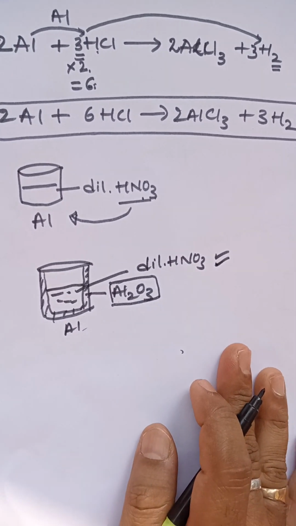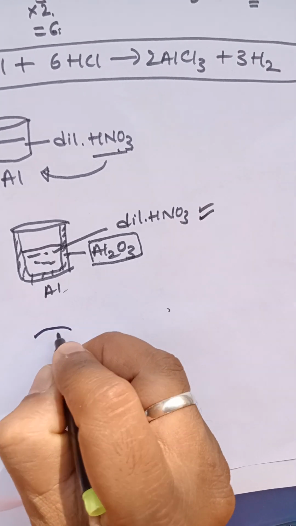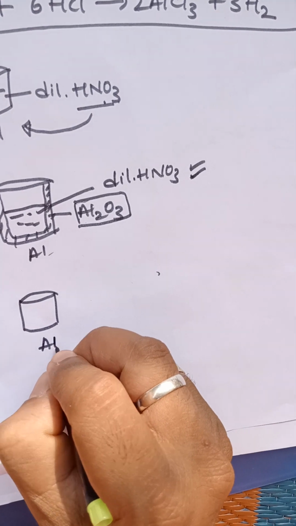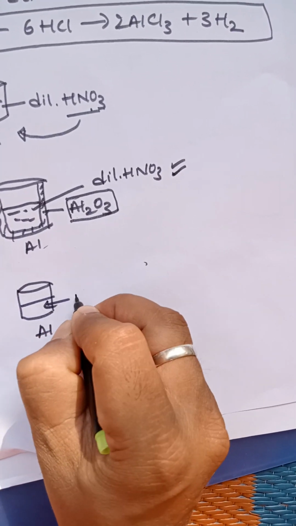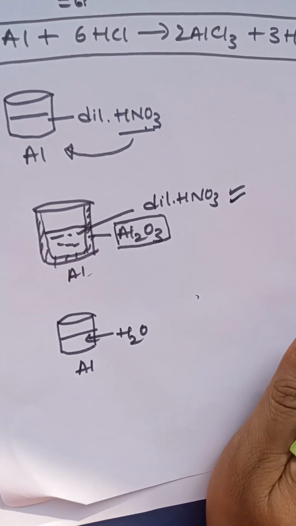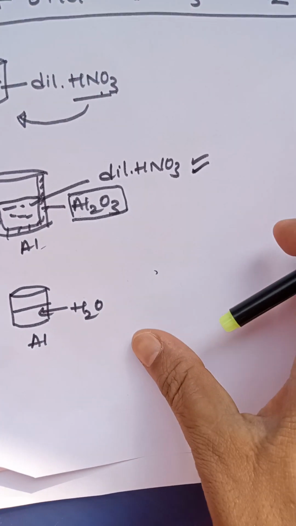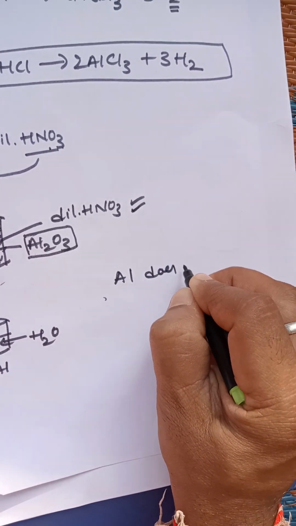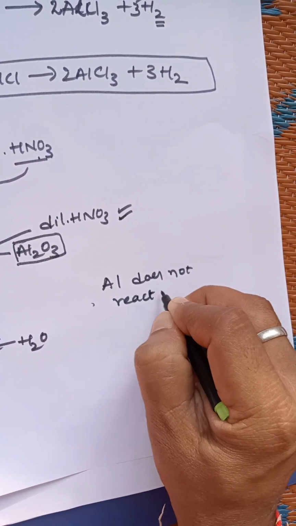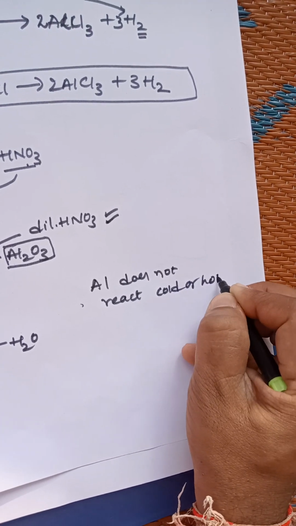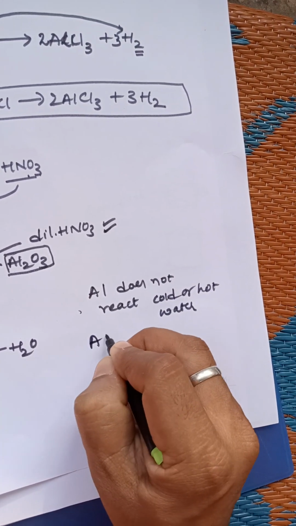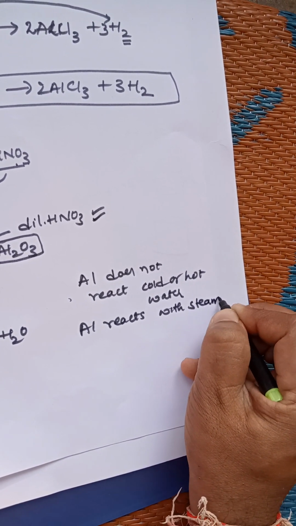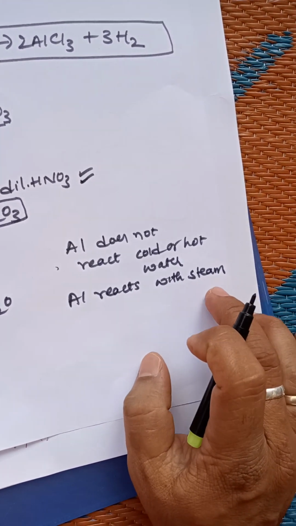Next thing is, can we store water in aluminium container? So aluminium is a reactive metal. Even though it is a reactive metal, it does not react. Aluminium does not react with cold or hot water. But however, aluminium reacts with steam, the gaseous form of water above 100 degrees Celsius.